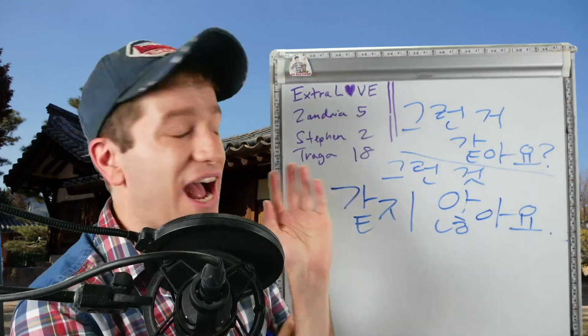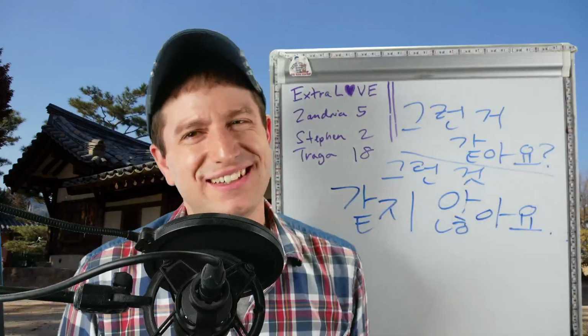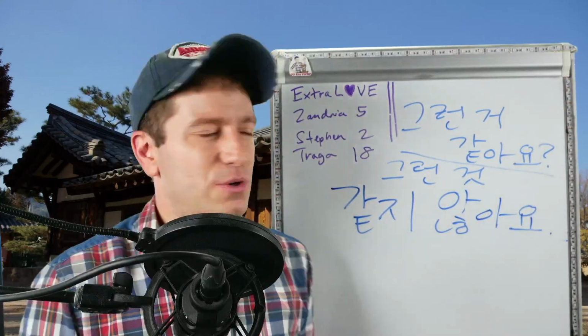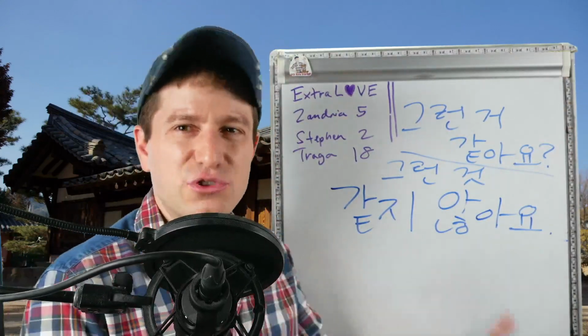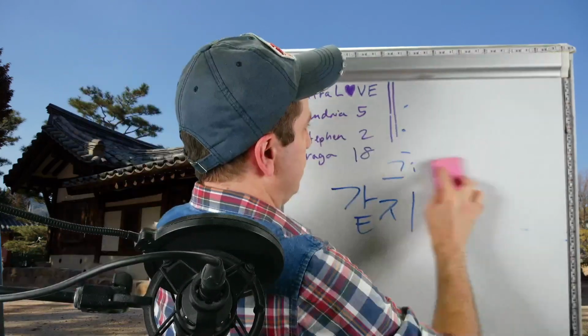But you want to say, no, I do not think so. 그런 것 같지 않아요. Like, hey, do you think so? Nah, I do not think so. So it's for emphasis. So anytime it feels natural to say that's not what I would think, then use the negative form of 같다 like this.